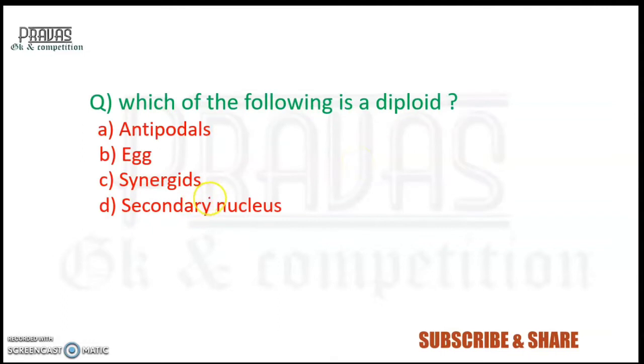The next question is, which of the following is diploid? The options are antipodals, egg, synergids, secondary nucleus. And the answer is secondary nucleus. Remember, the secondary nucleus is diploid. Antipodals, egg cell, and synergids are all haploid, and only the secondary nucleus is diploid.